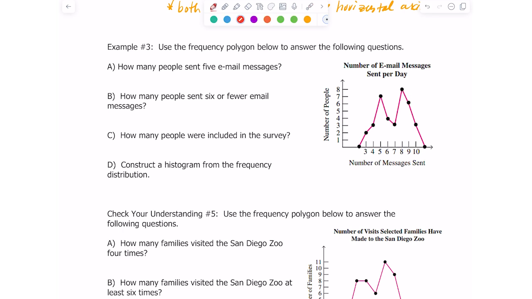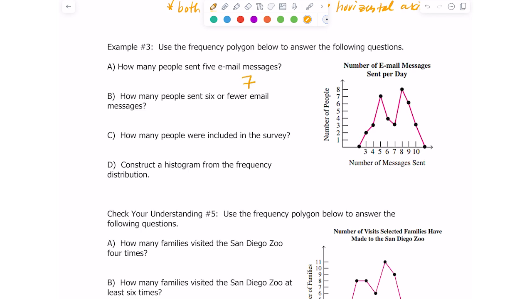So this question, the frequency polygon is showing the number of email messages sent per day. So here you can see you've got the number of messages sent and then the number of people, right? How many people sent 5 email messages? Okay, so here's my number of messages sent, and I can see that I'm looking at 5 messages sent, and if I go up to the top, it shows me that there were 7 people that sent 5 messages.